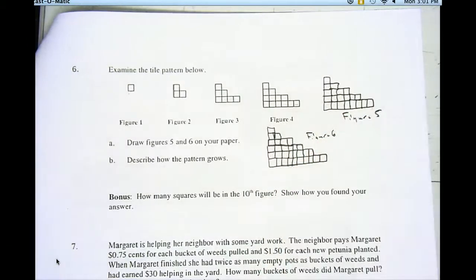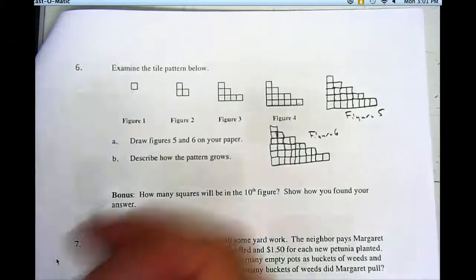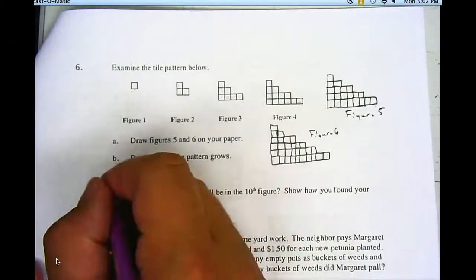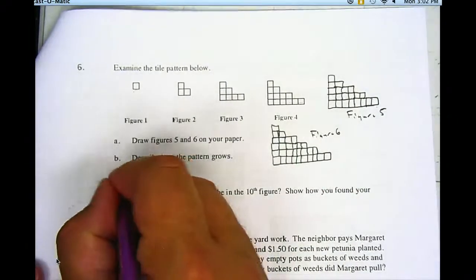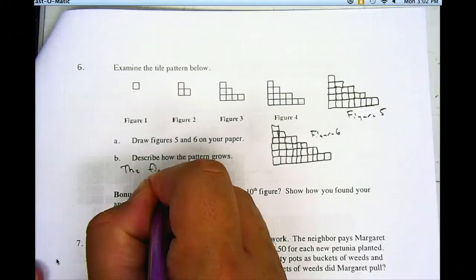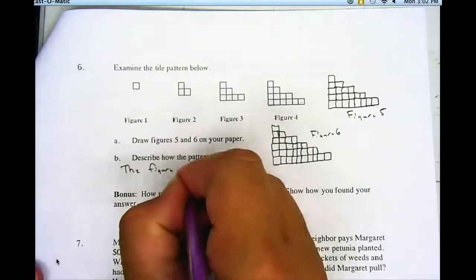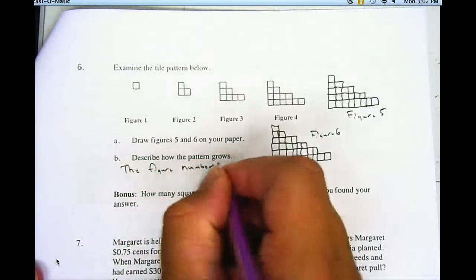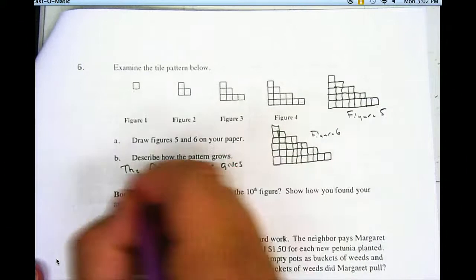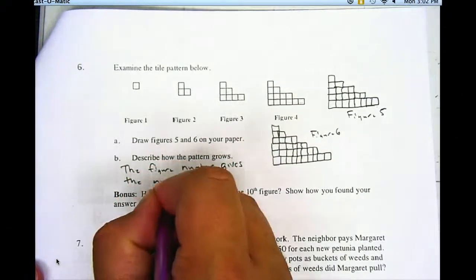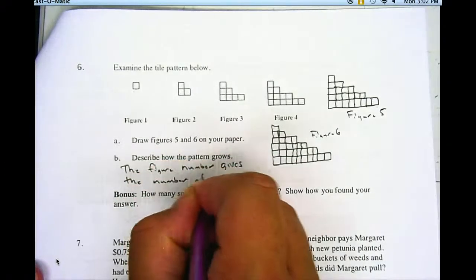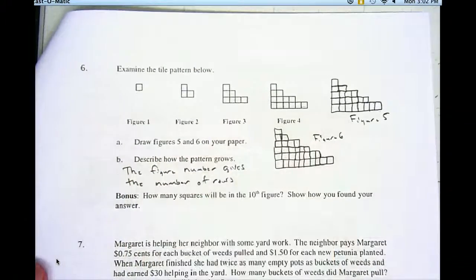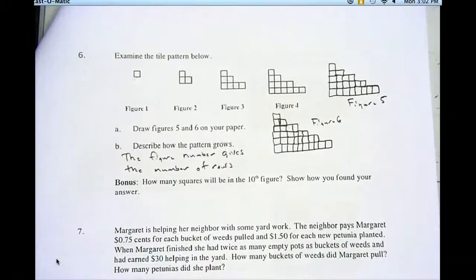Okay? So how does the pattern grow? The figure number gives the number of rows. The figure number will give the number of rows, and each row grows by 2 more than the row before, by 4.